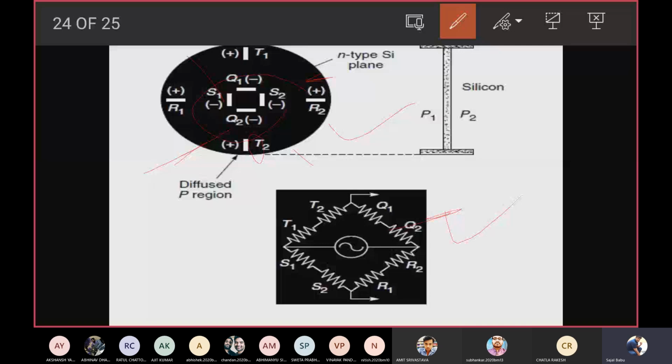The only thing that you have to remember in this type of strain gauge is, whenever you apply some force on that, the main thing you have to remember here is you are taking a p-n type plane, and on the entire plane you are diffusing the p-type material. You are not diffusing 4, instead of 4 you are diffusing 8, because the semiconductors are more affected by the temperature. To compensate the temperature effect we are diffusing 2 per arm. You can see on the bottom figure T1, T2, Q1, Q2, S1, S2, R1, R2. So we have diffused 2 per arm to reduce the temperature effect here.